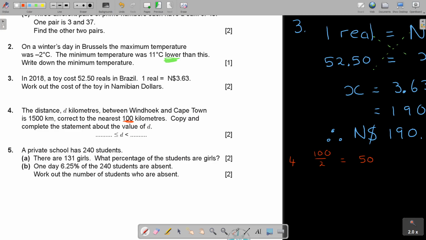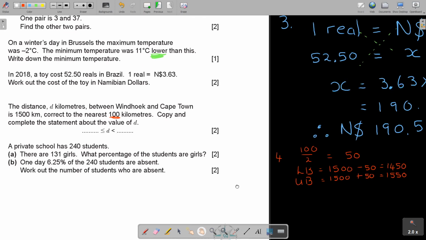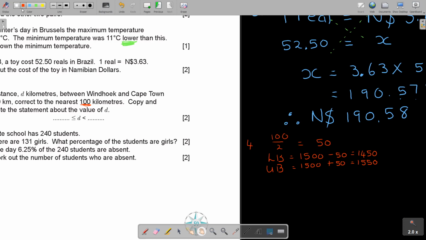So for the lower bound, I'm just going to say 1500 minus 50. So that's going to be for my lower bound, and I get 1450. And for my upper bound, I'm going to say 1500 plus 50, and it's going to be 1550. And then I just want to move this a little bit, and then always remember it's like this.